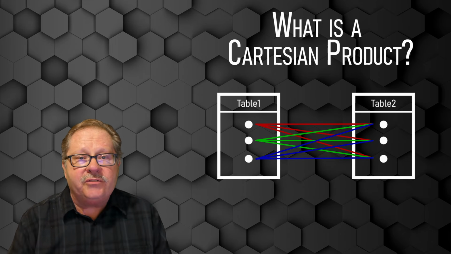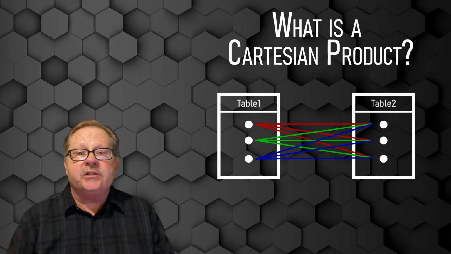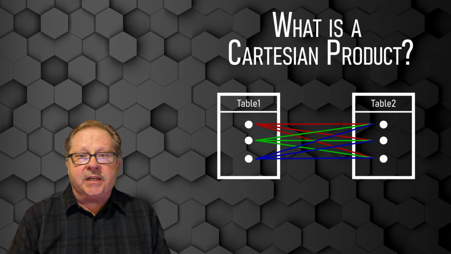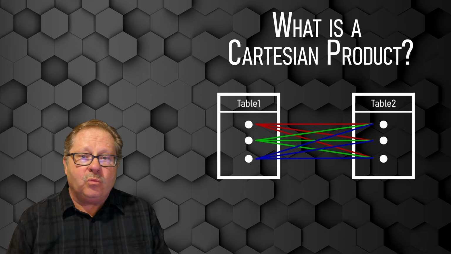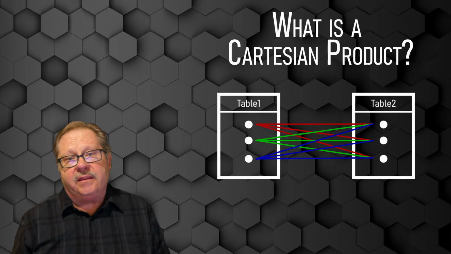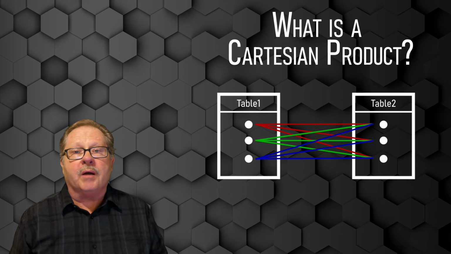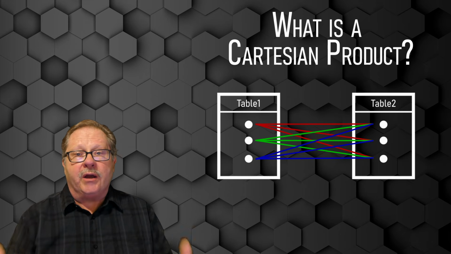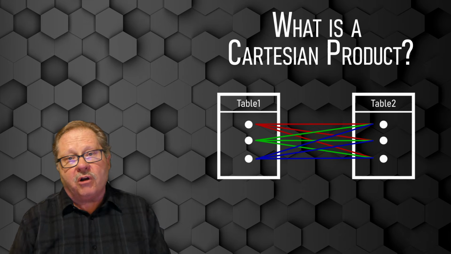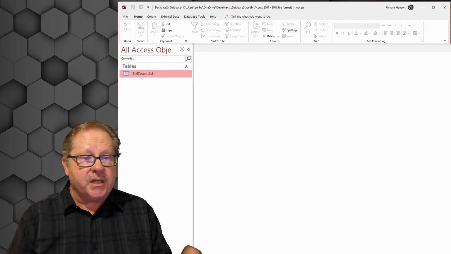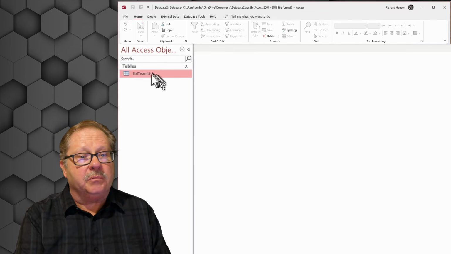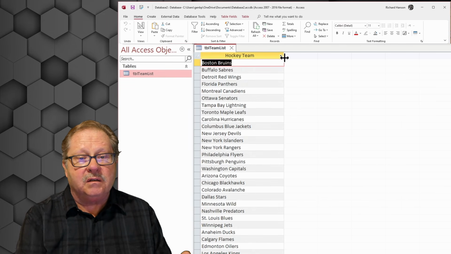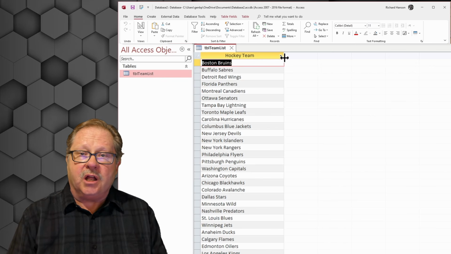So what I have here in my database is I went to the National Hockey League wiki page. They had a list of all 31 teams in the National Hockey League. What I want to do is simulate putting together a round-robin tournament of all of these teams, and in order to do that, I need to create a cross join. So notice I have a table here, and if I double-click on the table and open it up, you see that the table has the names of all the teams in the National Hockey League.